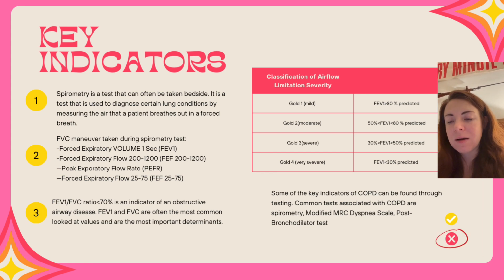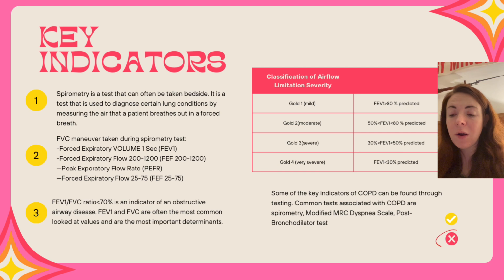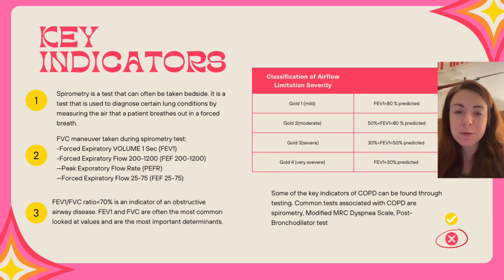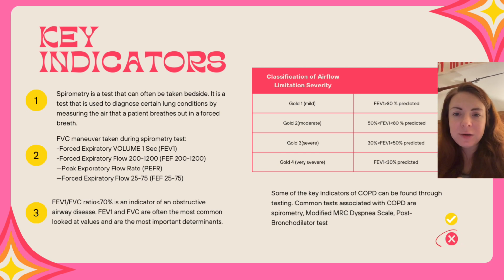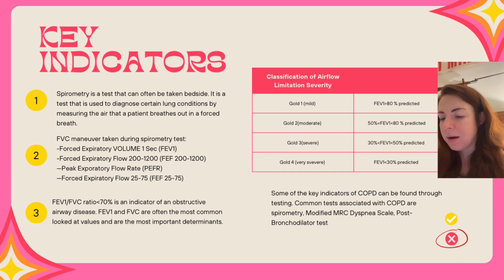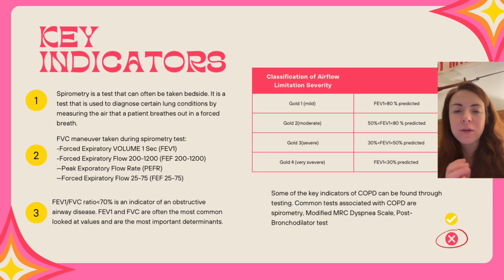The peak expiratory flow rate is also something that we see with asthma patients. It's like that deep breath in and that fast, quick breath out, kind of like you're blowing out a birthday candle, and that also is a good indicator. And then we look at the FEV1 over the FVC ratio. Usually 70% is a good indicator of an obstructive airway disease, so less than 70%. FEV1 and FVC are often the most common values looked at and are the most important determinants.